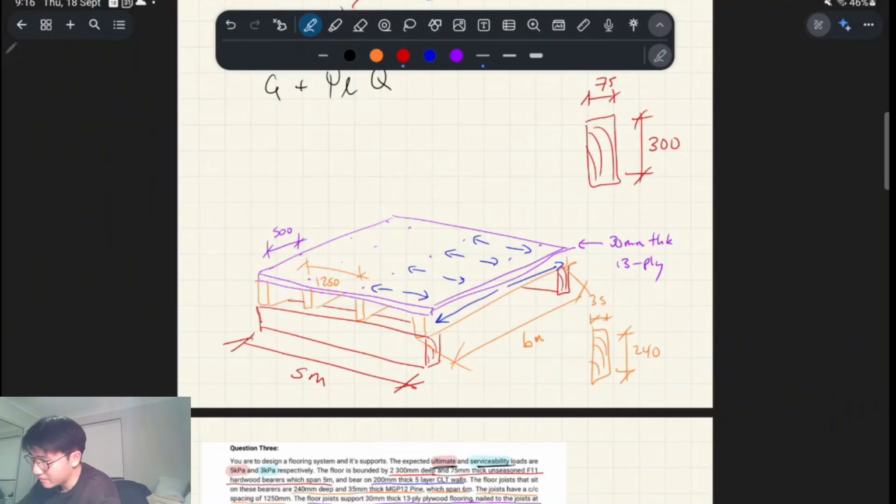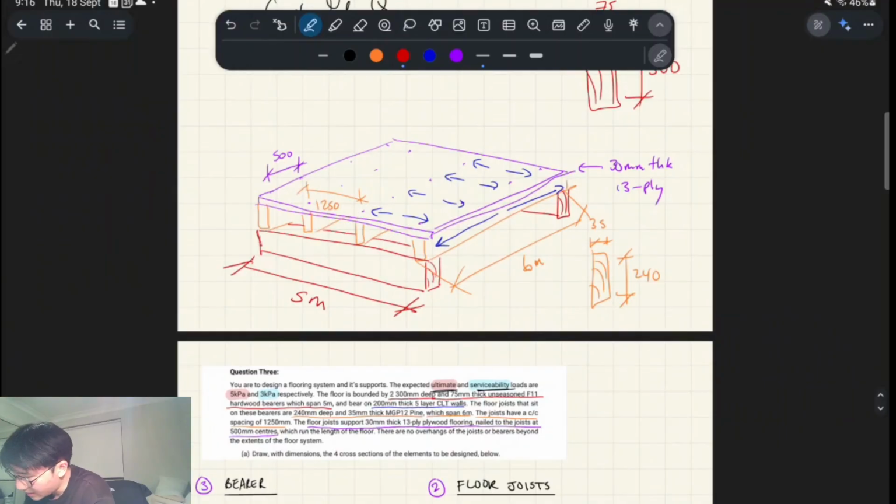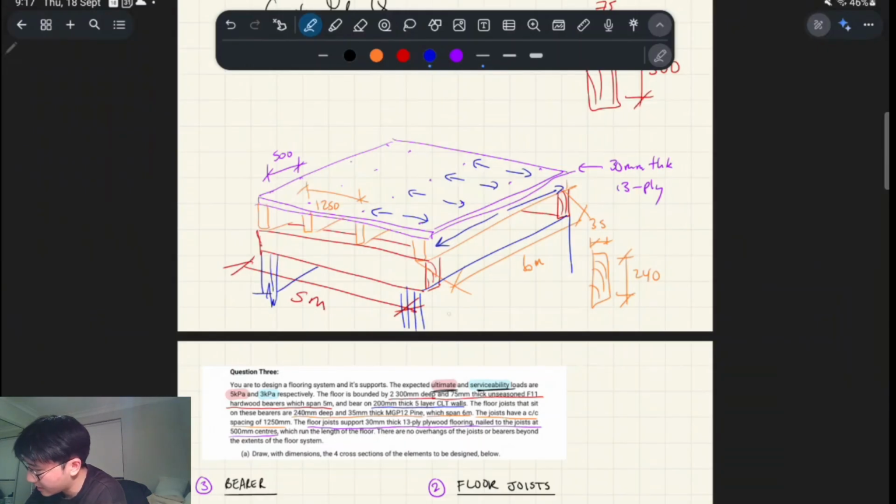So yeah, that's our system, but we're not done yet because those bearers bear on these CLT walls, right? Which are going to act as our essentially supports. We're just going to pretend that no amount of vertical load is going to be able to move these CLT walls. That's what a support is at the end of the day, right? Just something that you're assuming isn't going to move. Okay, so that's our structural system essentially.